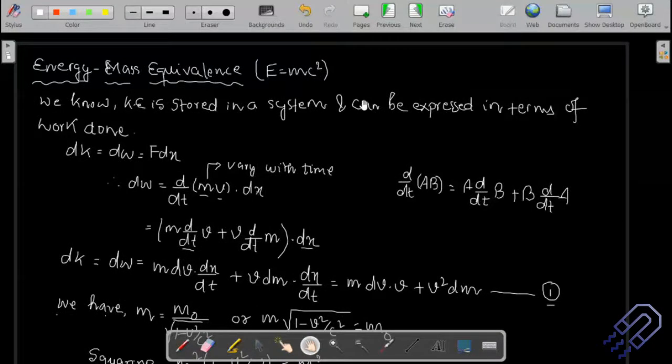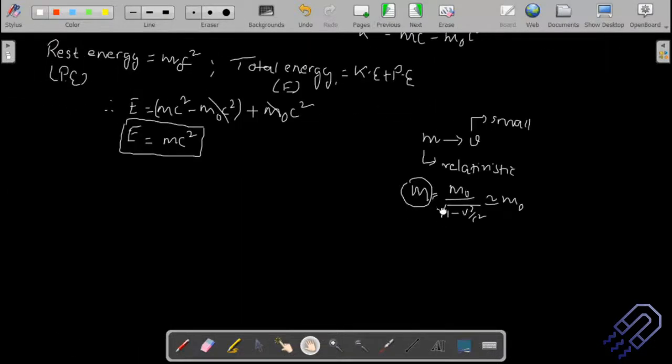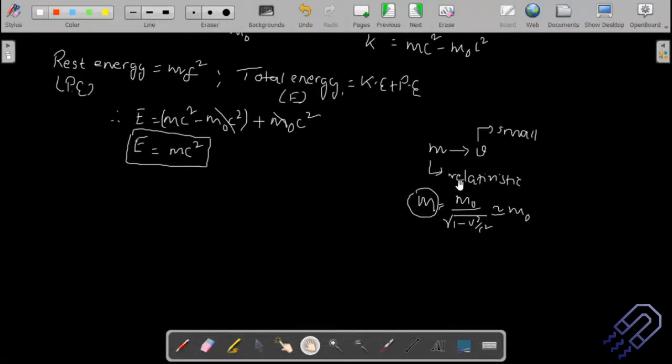Sir, if you are saying that m and m naught are the same, then why are you not writing them the same? Yeah, so as I said, it depends under what condition you are considering them.